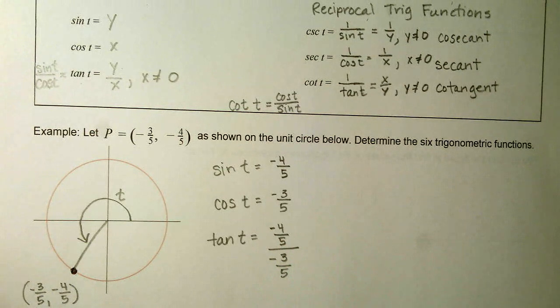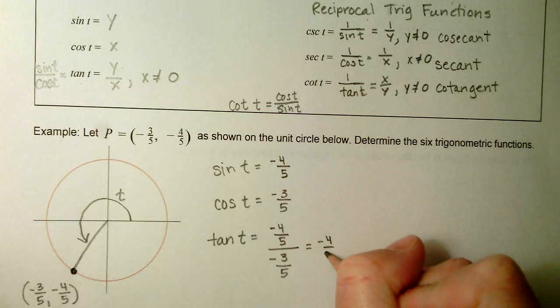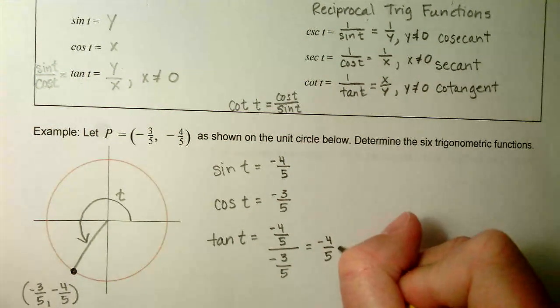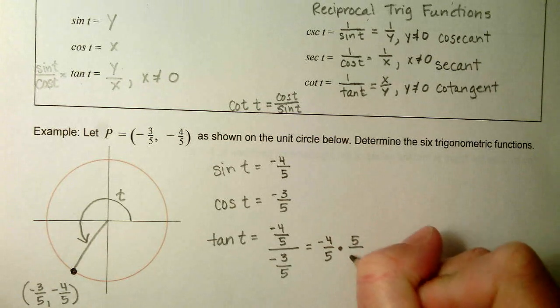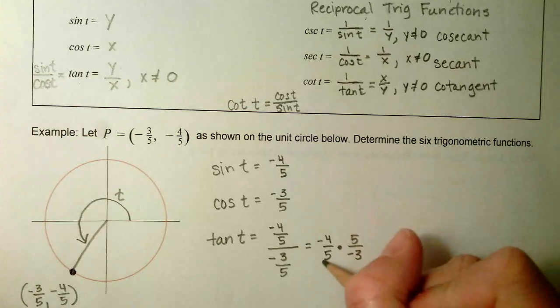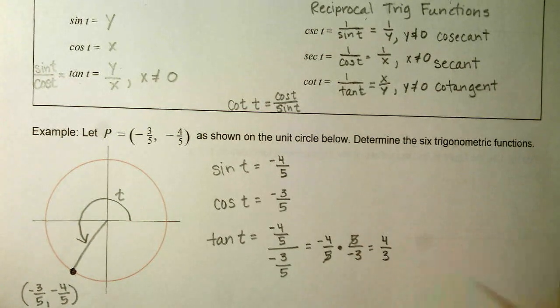Remember when you're dividing by a fraction, that's taking the numerator fraction when it's a complex fraction like this, and you multiply by the reciprocal of the denominator. Our 5's divide out, and we get 4/3.